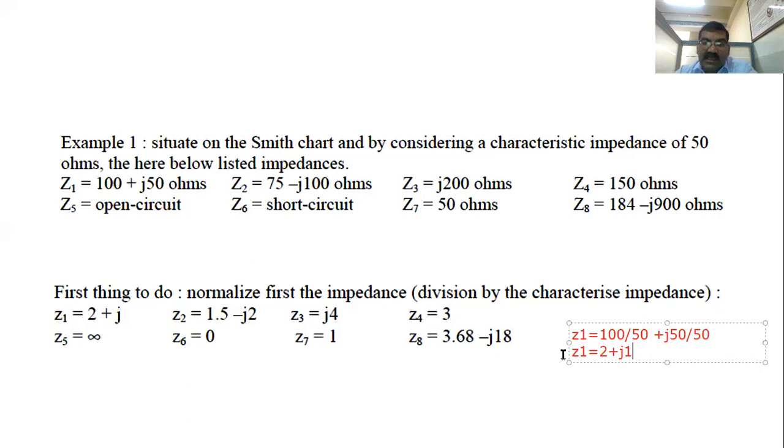Now we will see how we can plot this impedance 2 plus j1. Is there any doubt in this calculation? These are very simple calculations. You have to do it as it is. Is there any doubt? No. Okay, so I will go further. Now we will plot this.